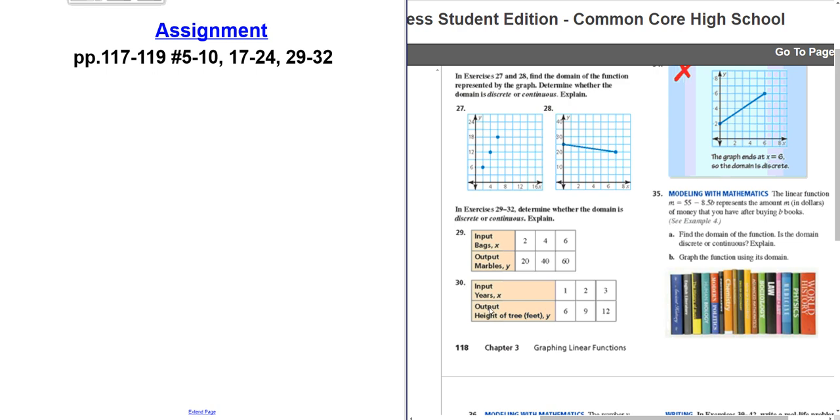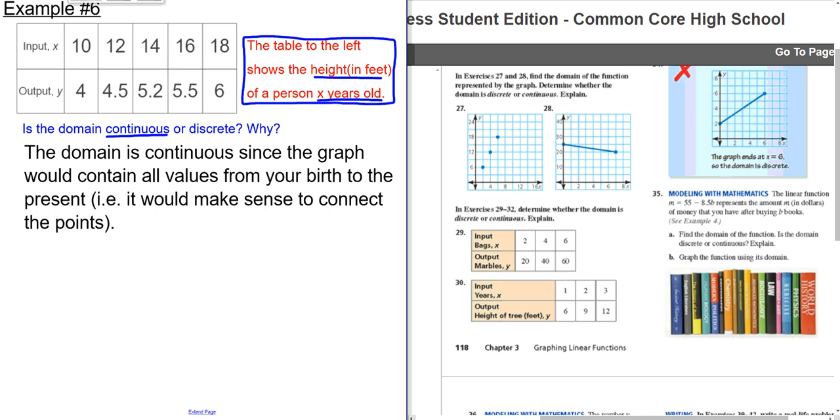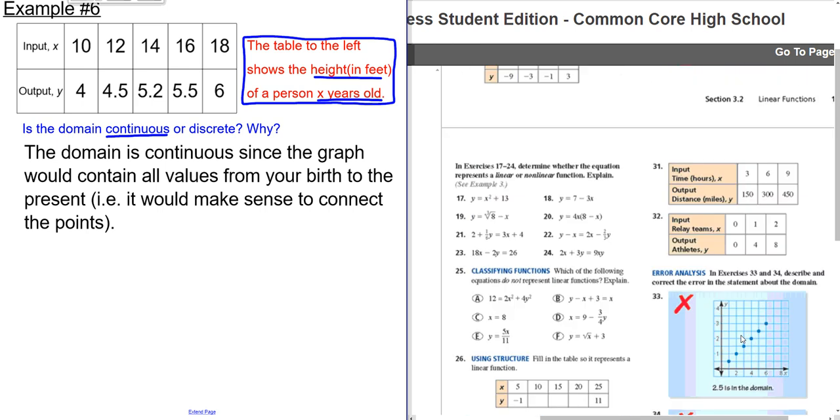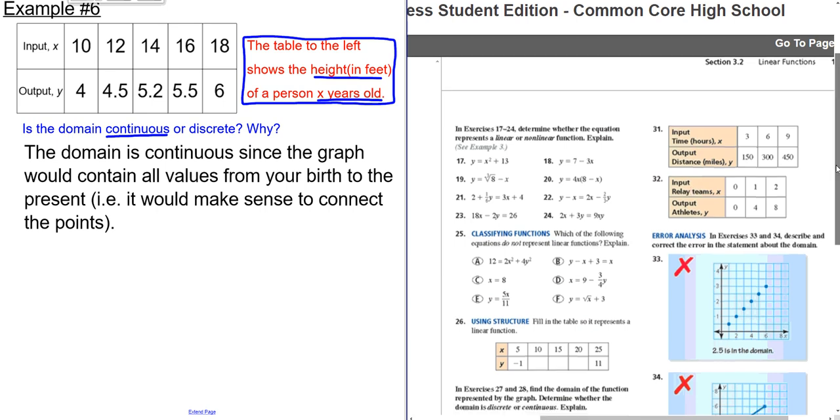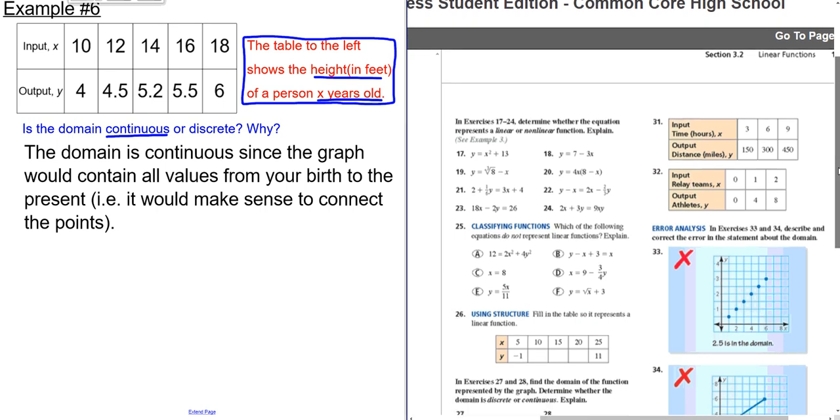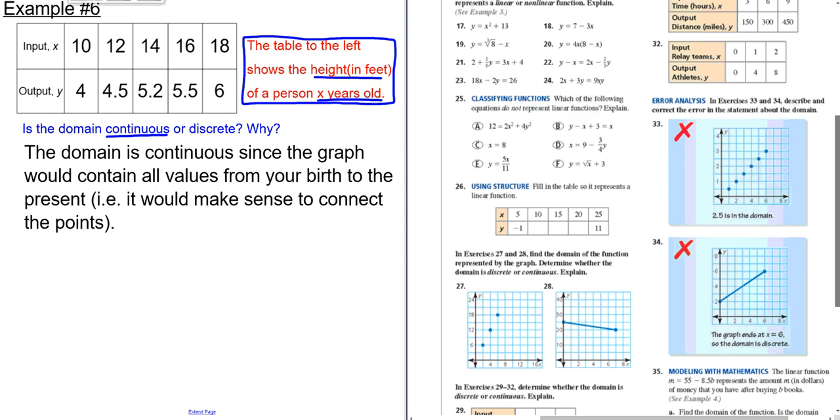On 30, that's talking about the height of a tree over so many years. That's very similar to our problem. So I would say this explanation right here, except change it for the number of years and the height of a tree. 31 and 32 are very similar, so just keep thinking about is it possible to break down those units indefinitely. In other words, if you graph them, would you connect the points? If you wouldn't connect them, it's a discrete domain. If you would connect them, it's a continuous domain.